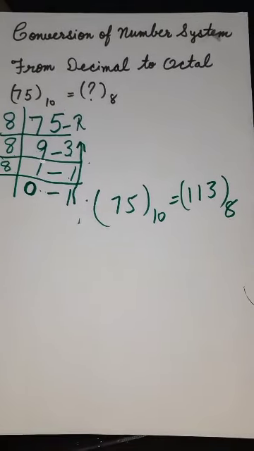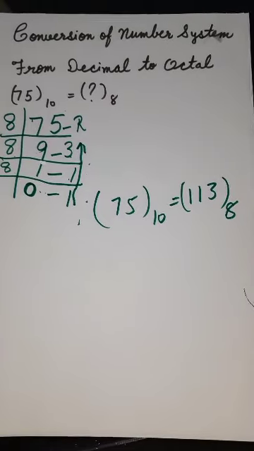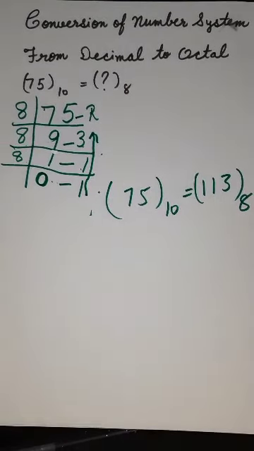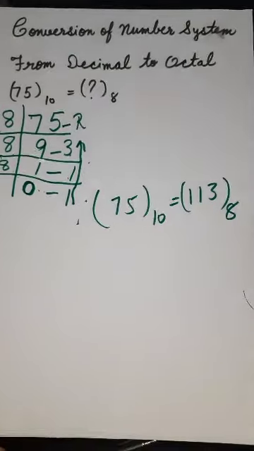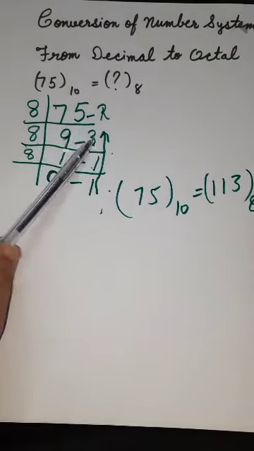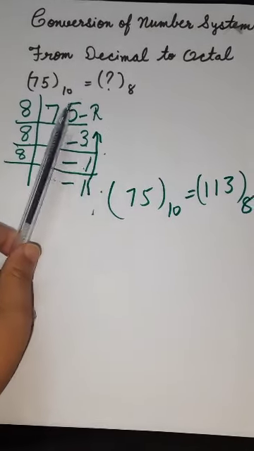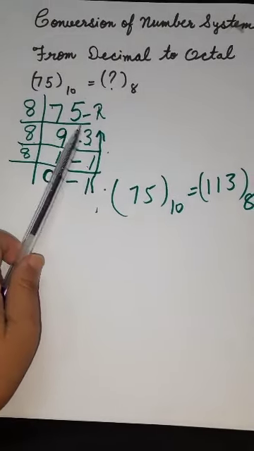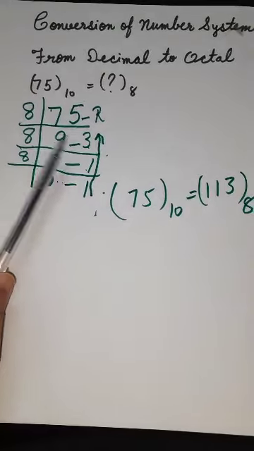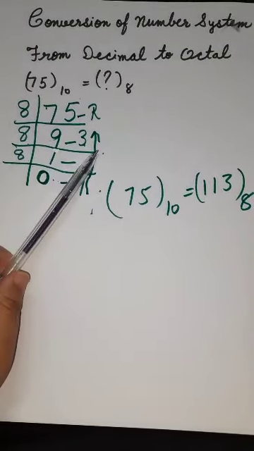Now we have to convert a number from decimal to octal. Now we have to divide this number by 8. 75 base 10, we want to convert it into octal number, means base 8. Divide 75 by 8. 8 nines are 72 and remainder is 3.